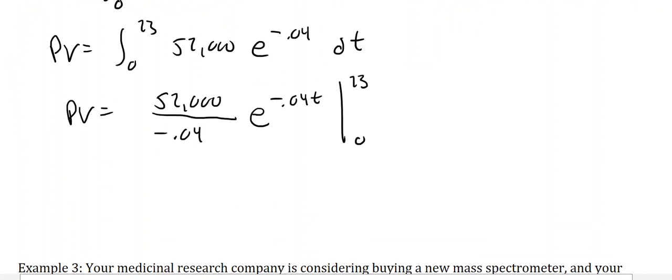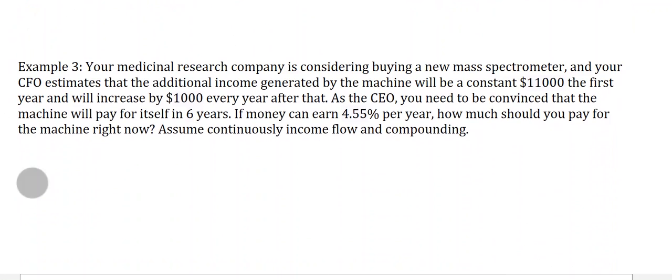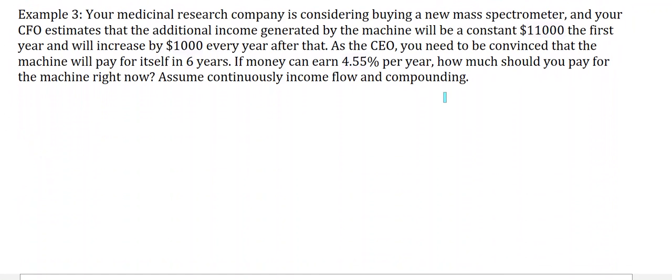In the third example, we have a situation where revenue is also increasing, but not by a percentage. So take a moment and read the problem. It says that the income generated by the machine will be a constant $11,000 the first year, and will increase by $1,000 every year after that.